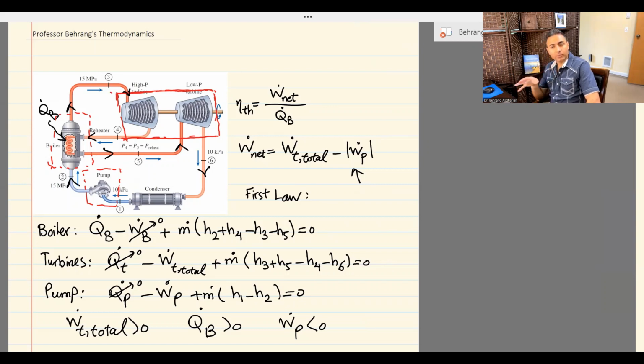So the main difference between this one and the regular ideal Rankine cycle, the simple ideal Rankine cycle, is that in the boiler we have 4 streams going in and out, and in the turbines we have 2 turbines, so there are 4 streams. Since we have only 1 pump, there are only 2 streams going in and out. So that part didn't change. The pump part didn't change, but the other ones changed.